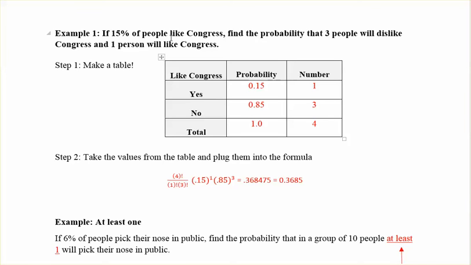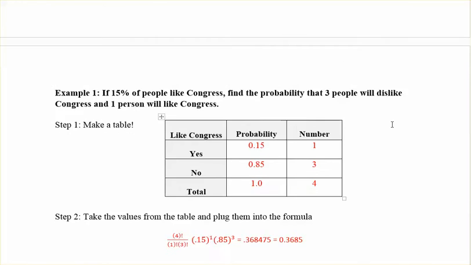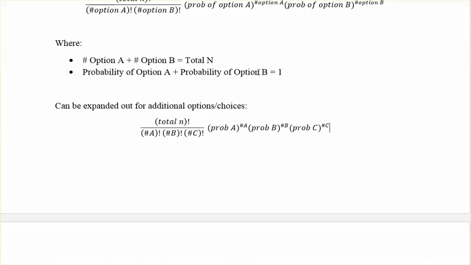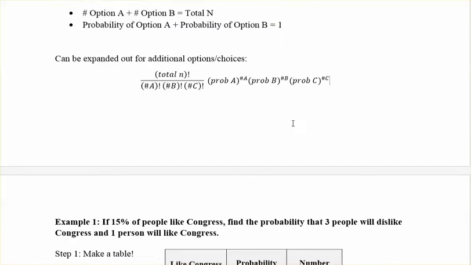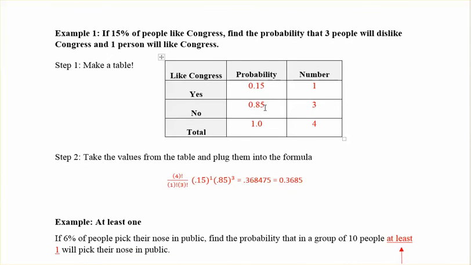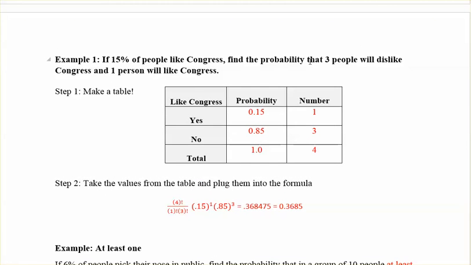So the probability that people like Congress, yes, is 15%. So our no's, because remember our total has to be equal to 1, the probability of A plus B equals 1, is 0.85. Then the probability that 3 people will dislike and 1 person will like Congress.